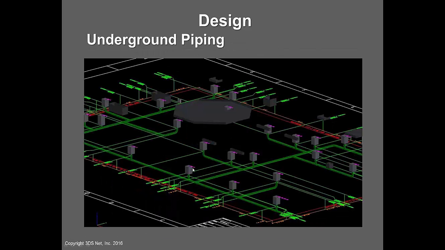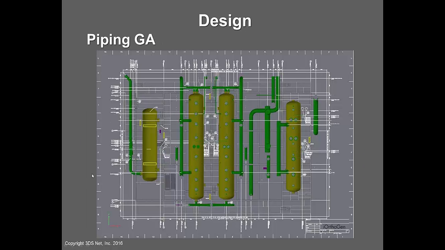Underground piping, I've got all my catch basins, all my line numbers. You look at it from the top view, it looks like a traditional plan drawing, but with a 3D PDF, you can rotate it up, use the clipping planes, and get a lot more out of it than you can from just a traditional old plan view.